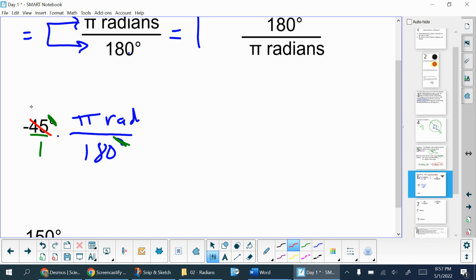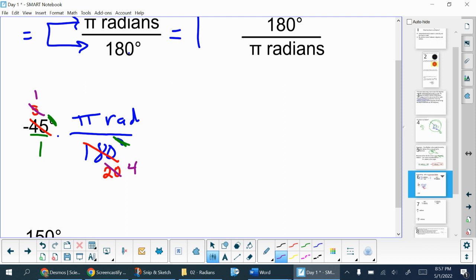45 divided by 9 is going to be 5. And 180 divided by 9 is going to be 20. You say, okay, 5 and 20. I can simplify that even further. 5 goes into both of those. So I can take out 5 from there. I can take out 5 from there.